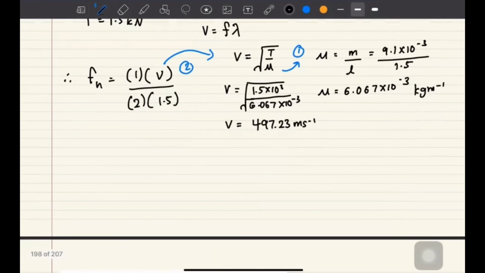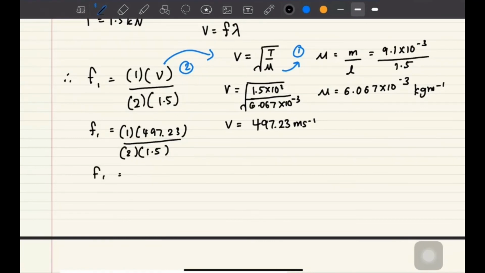Now that you have the V, I can substitute back inside the Fn here. So it will be F1, because it is the fundamental. We substitute the value of n. So 1, V is equal to 497.23 then divided by 2 and multiplied with 1.5. So I got here F1 is equal to 165.74. Is it correct? Correct, sir. Okay, now that I have my F, finally I can find my lambda.